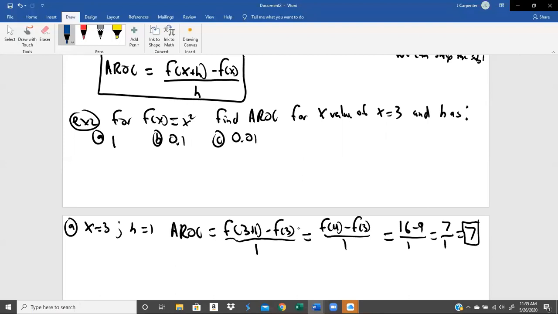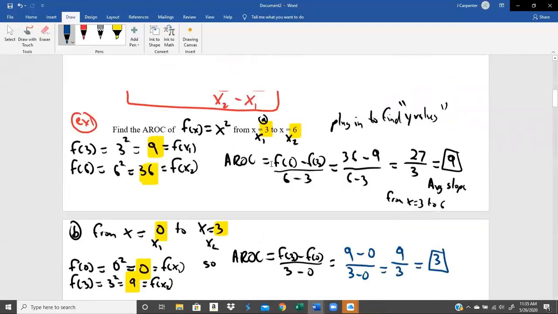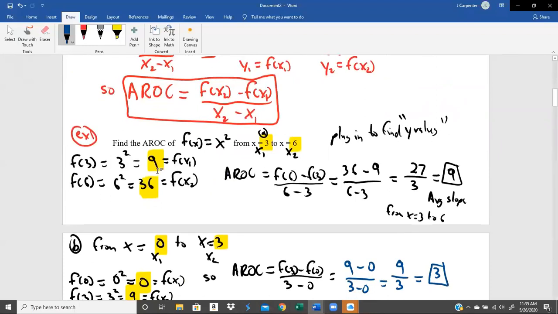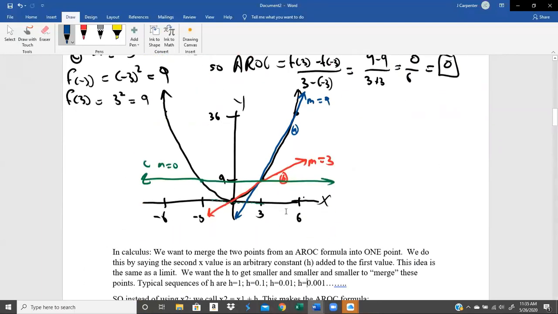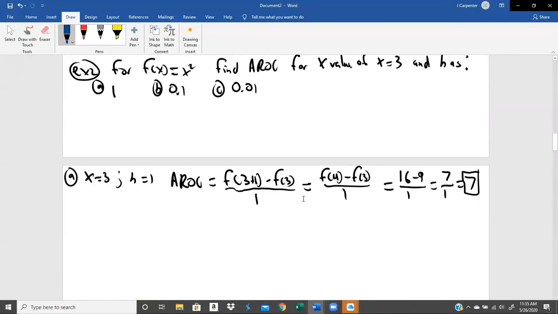That is seen literally right here because when you plug in the 3 plus 1, the x plus the h, it's 4. This is not a new type of problem. If you go back and do the average rate of change from 3 to 4 in the previous example, you would be doing 16 minus 9 over 4 minus 3, which is 7 over 1, which is still 7. Okay, so that's the slope of the tangent. Sorry, I said it right the first time. That's the slope of the secant line going from 3 to 4.